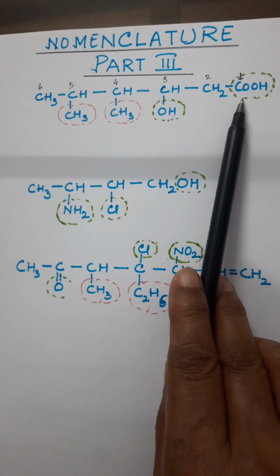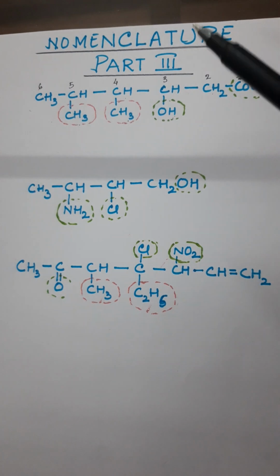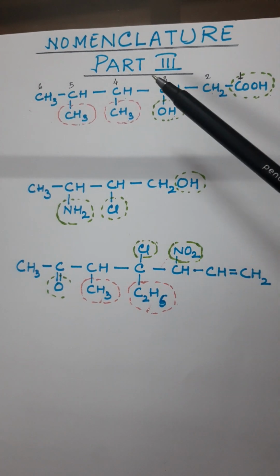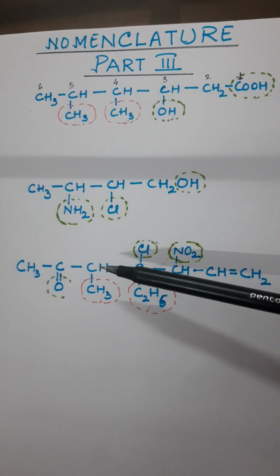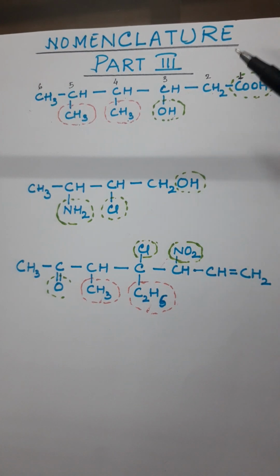If you do not remember it, watch the previous video where I had explained the series of functional groups, which comes after the other. That means the one at the top will always have the chance of being the primary functional group. So COOH is considered as the primary.